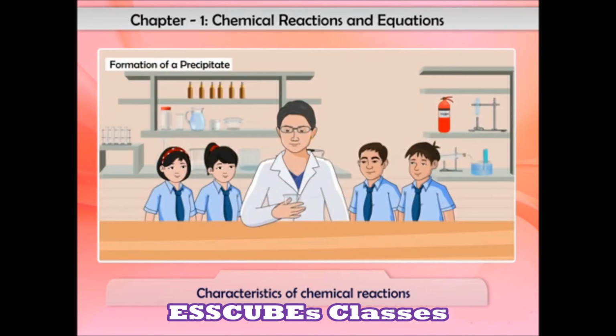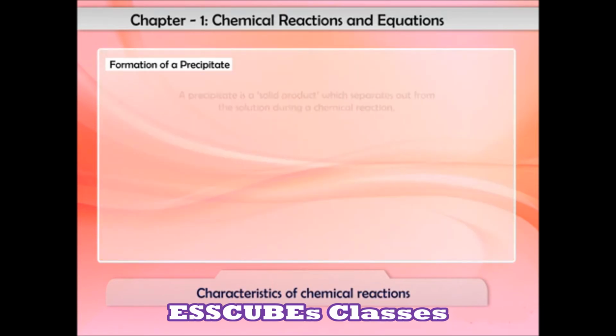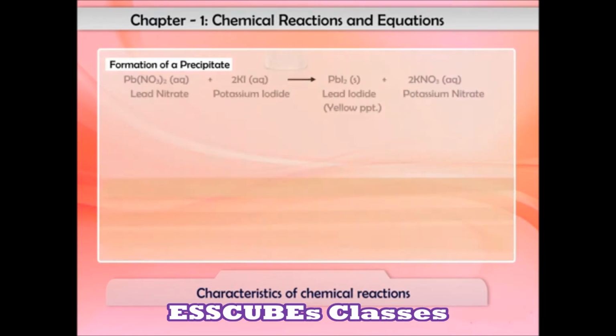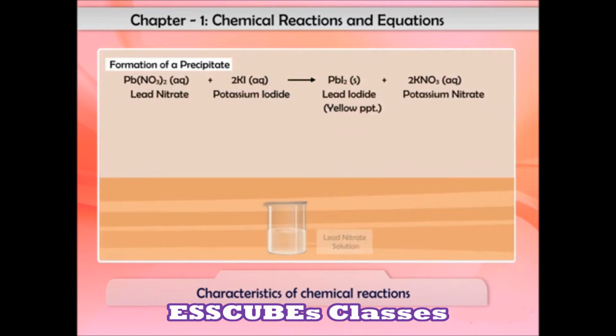Now we will discuss the second characteristic, that is formation of precipitate. When two reactants are mixed, if one of the products formed is insoluble in water, then it is called precipitate. Thus we can say that a precipitate is a solid product which separates out from the solution during a chemical reaction. Let us understand this with few examples.